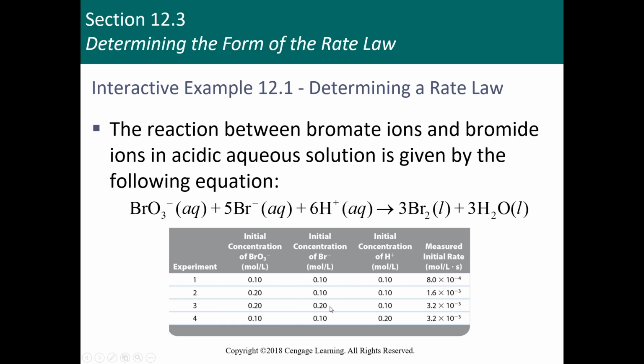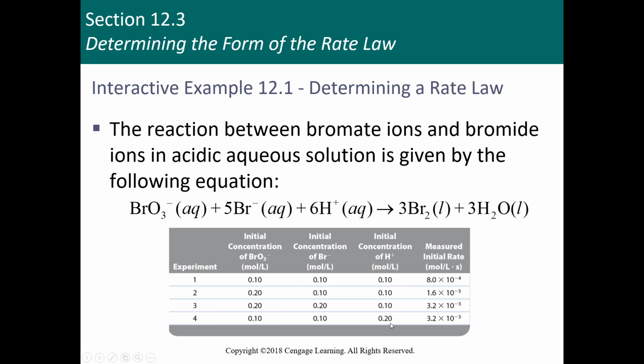If we look down here, we see that in run 3 we have actually doubled both BrO3 minus and Br minus. So when we compare these, we can compare them only to run 2 and 3. Because you see run 2 and 3 differ in only one place. If you want to find out what's going on here in run 4, notice this only changes one data point from run 1. See that? You've doubled exactly one of the reactants.